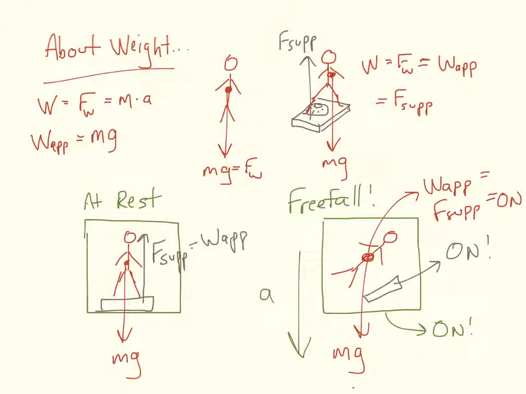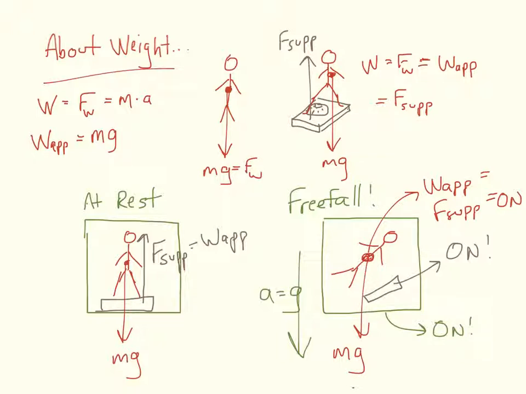If you have no supporting force, either by the floor or by the scale or whatever, then that means your whole system must be accelerating. And you happen to be accelerating at g, or 9.81 meters per second squared, downwards. All right? So weight can be thought of as being the supporting force that whatever is holding you up is applying. Okay? I hope that helps. That's one way of looking at this.